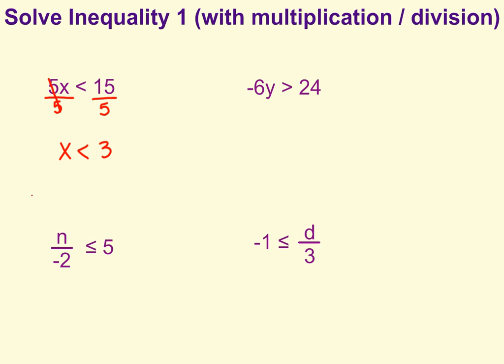So that one's solved. We can go ahead and put this on a number line. Here's our 3, 2, 4, 2, 3, 4. This one will have an open circle on 3, shading to the left.